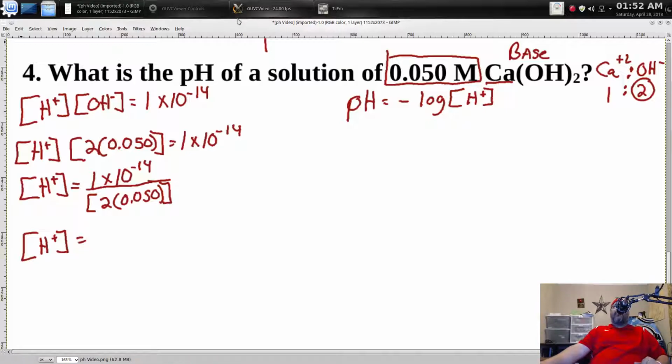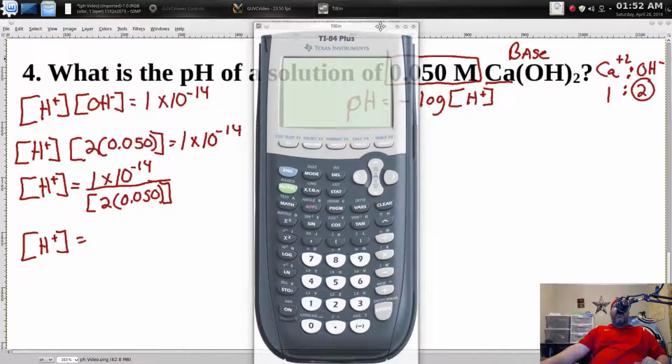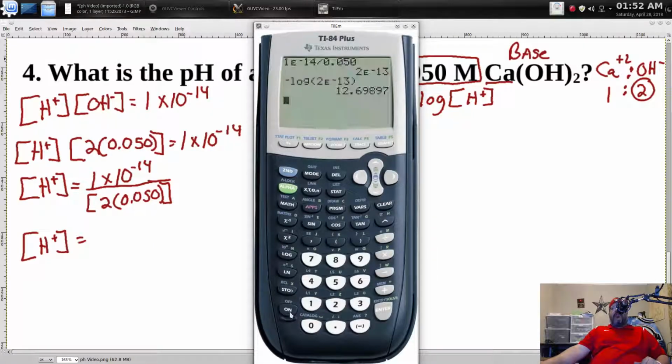So here we go. Now, if you want to use parentheses here because you're paranoid, I totally understand. I would be too. All right, so let's go ahead and clear this out. Start from scratch. We have 1 times 10. That's the button above the second, the button above the 7. That E means times 10 to a power. They said negative 14, so we type in negative 14.